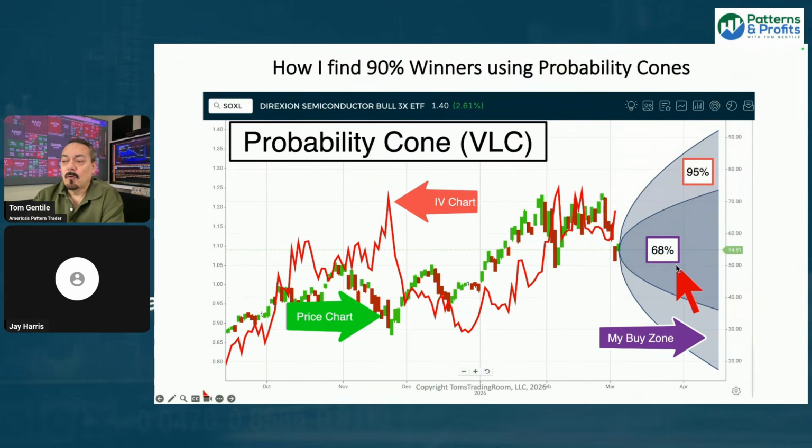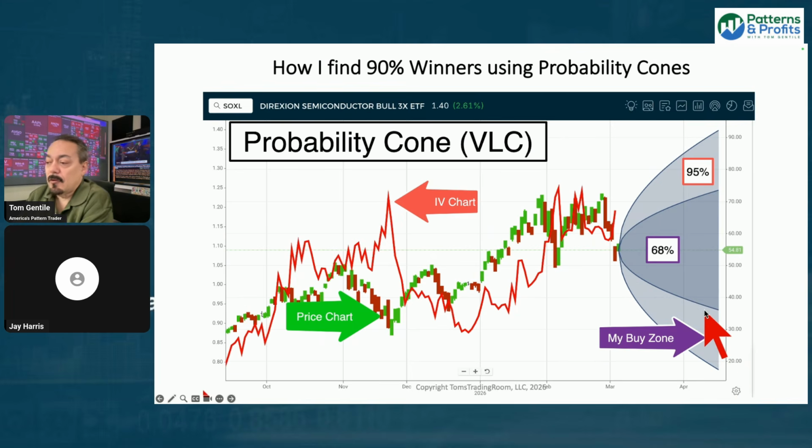And then looking at, once again, the cones: the inside cone is a 68% statistical probability that the stock in question is going to stick in between those cones, or you have a 95% chance that we're going to likely stick in between the outer cone. My buy zone is going to be below the stock price. It's going to be somewhere in between these cones. Sometimes it's closer to the first cone. Sometimes it's closer to the second.